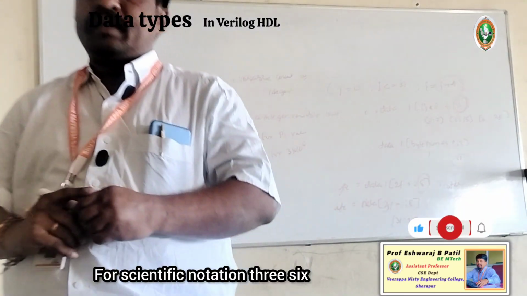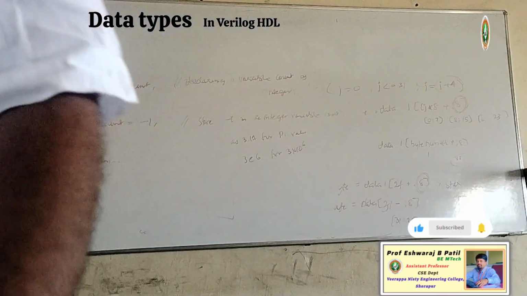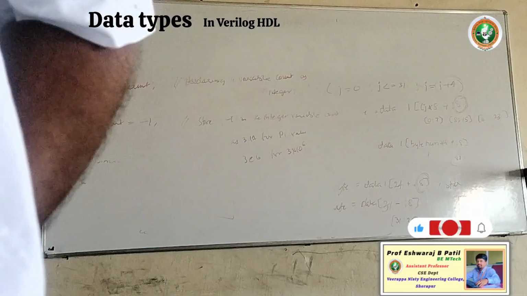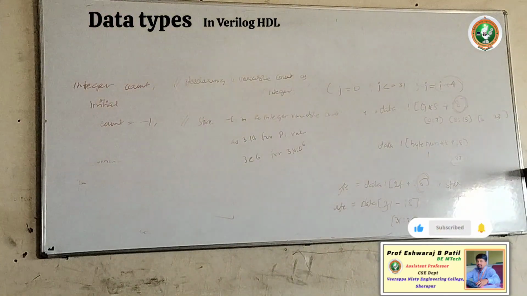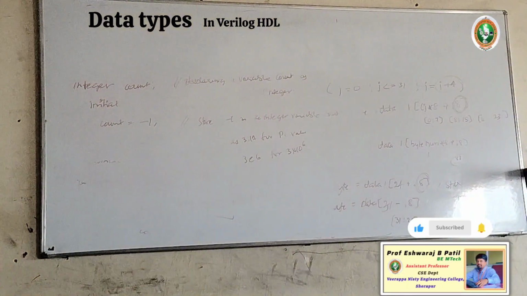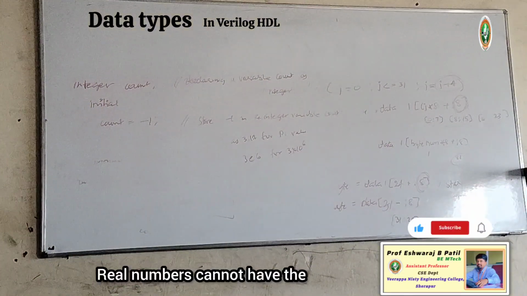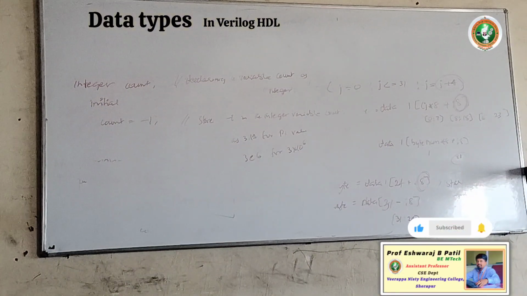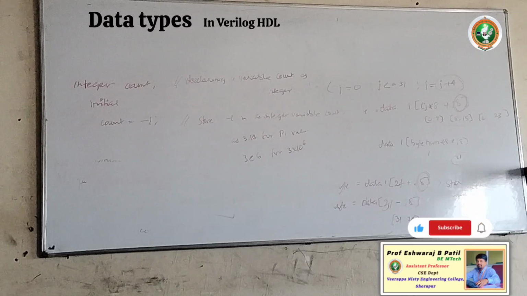For scientific notation, 3E6, which is 3 into 10⁶. Next point, real numbers cannot have the range declaration.